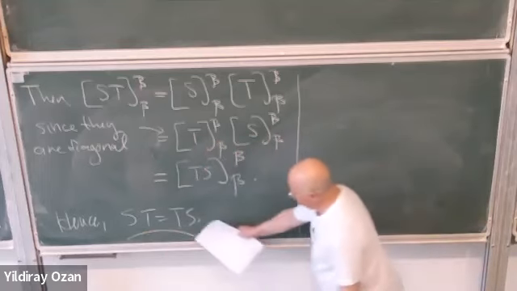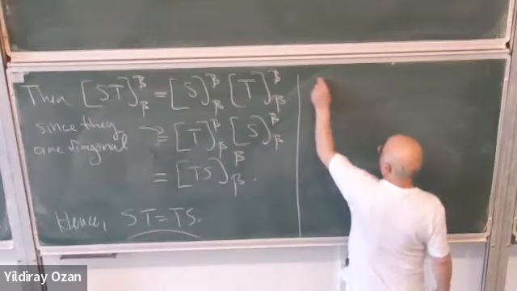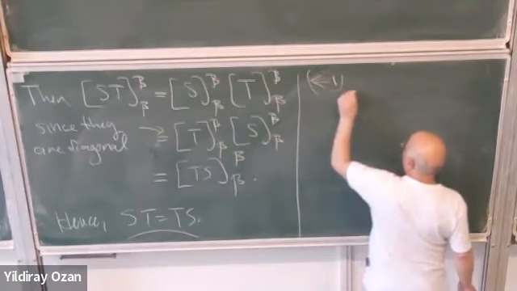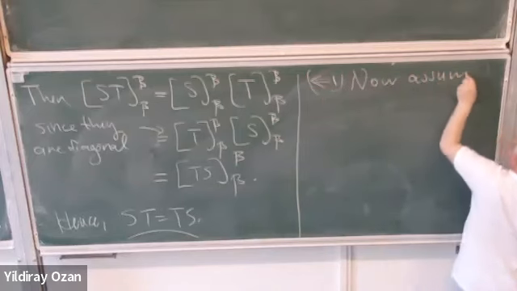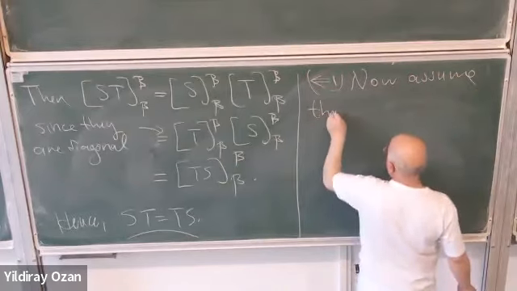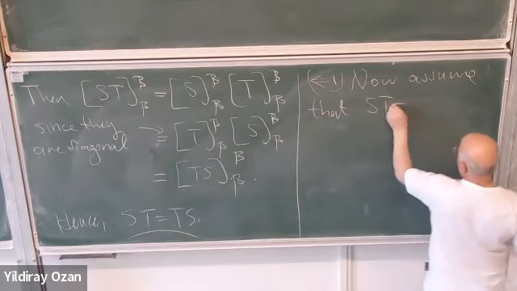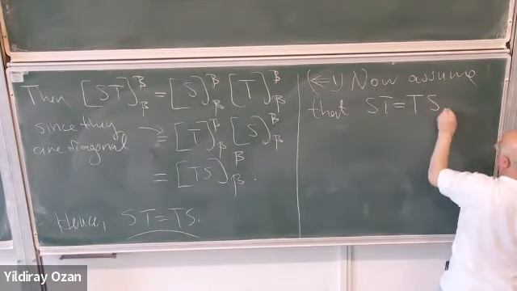Now let's assume this. So now assume that S times T is equal to T times S.